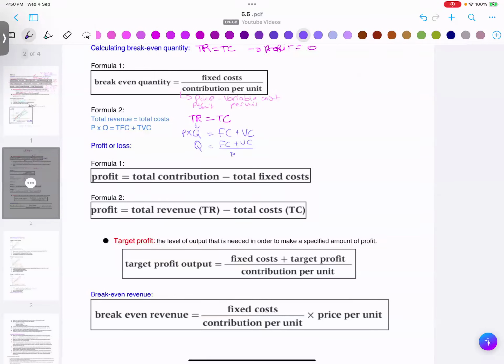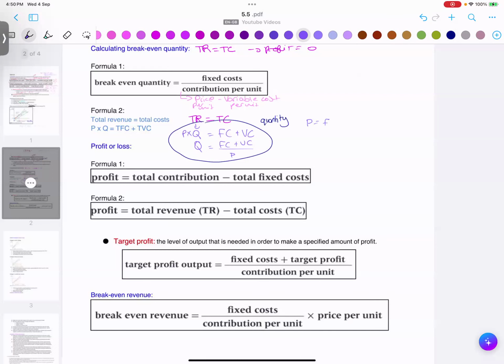If you wanted to find the break-even price, then, because I don't want to confuse you guys, this is for quantity, okay? And then you have break-even price. Break-even price would just be price equals fixed cost plus variable cost divided by quantity, right? It's quite the same concept, and this is for price, okay? So that's the only difference.